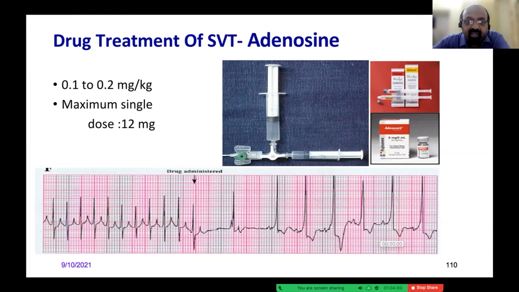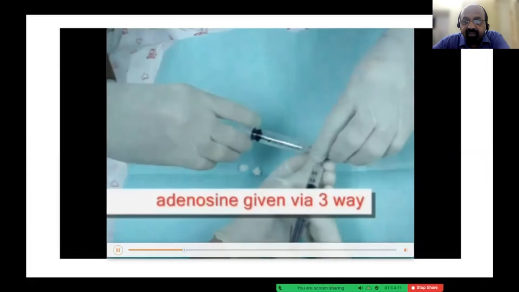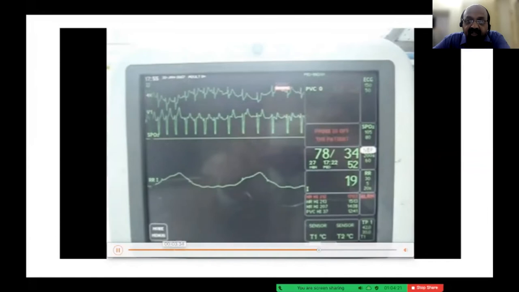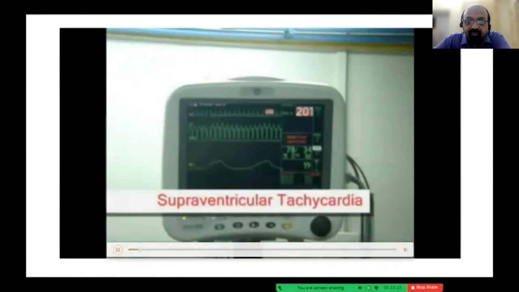You see a video of how they are giving this. This is a three-way technique: taking the drug in one syringe and the flush in the other one. You will be seeing this again in your demo. Probably I'll just show it once more. Drug followed by the flush.